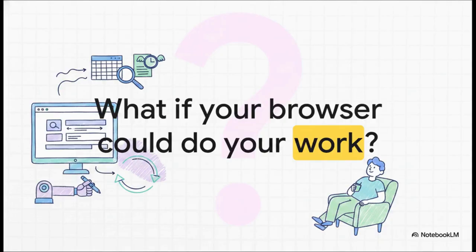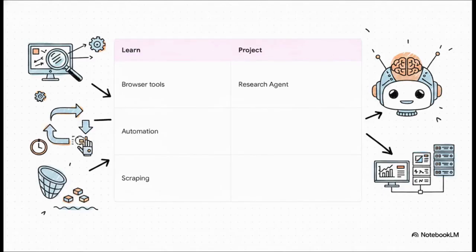We aren't just talking theory here, folks. We are unlocking hours of your week and taking your time back. Okay, let's dive into this roadmap. Today, we're mastering 3 core concepts: browser tools, automation, and scraping. And then we're going to combine all 3 of those to build our final project, a fully functional research agent.